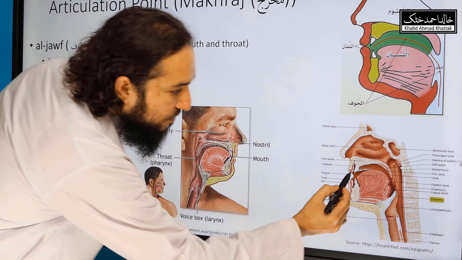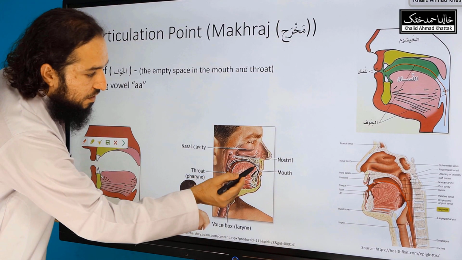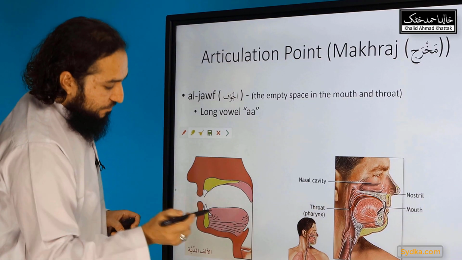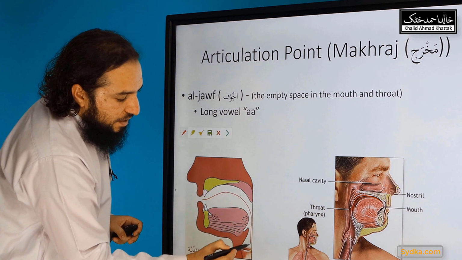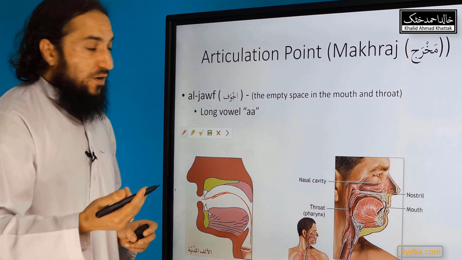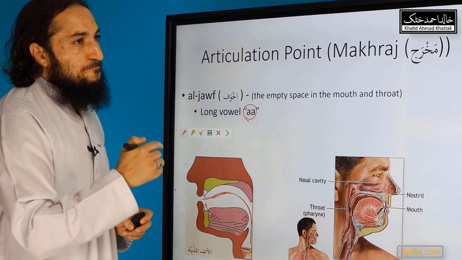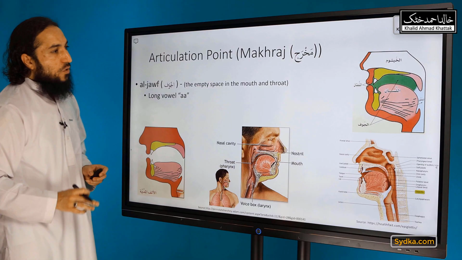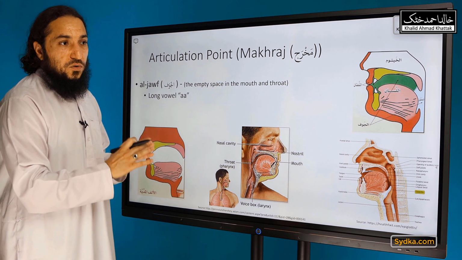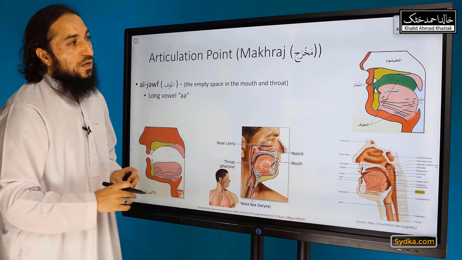You can see it in other diagrams. So that is the Makharij. Similarly, that one as well. And here, this one is probably better. This place is the Makharij of Alif when it is used as a long vowel. As a long vowel it is 2 counts. I'll explain that in the next slides. In brief, whenever we use Alif as a long vowel, its articulation point is the empty space in the mouth and the throat.